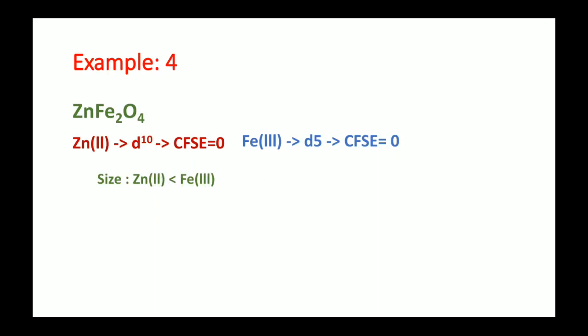Because we know that in a period, if you go from left to right, the size decreases. So the zinc size will be smaller than the iron, and hence the zinc will occupy the tetrahedral site and Fe3+ will occupy the octahedral site, and hence it will be a normal spinel.